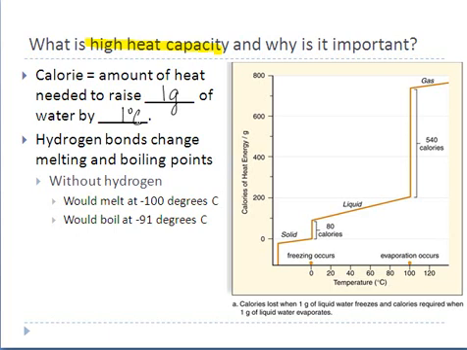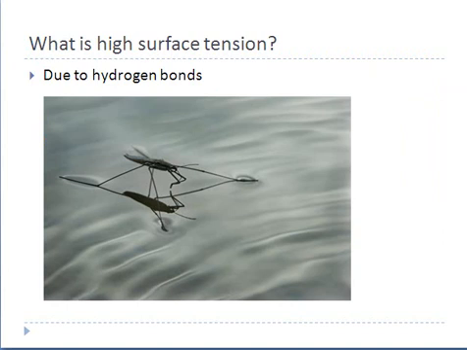So the high heat capacity is beneficial to living cells. Imagine if you had sudden changes of temperature and your cells would just evaporate or freeze all the time. Because of this high heat capacity, cells are able to withstand a change in temperature. Hydrogen bonds change when melting and boiling points take place. Without hydrogen bonds, water would melt at minus 100 degrees Celsius and boil at minus 91 degrees Celsius. So you can see how beneficial it is to the environment we live in.